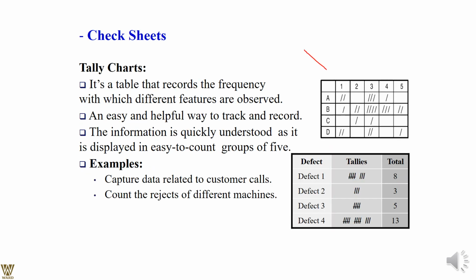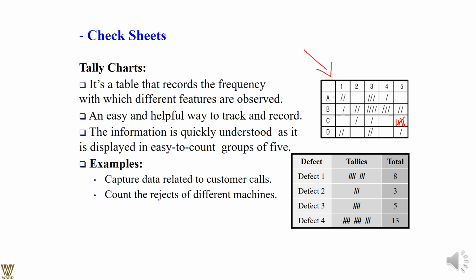So let us understand tally charts. This is the most easily replicated type of data sheet or check sheet that we come across, and it is basically about frequency. Let's say we have a frequency of 1, 2, 3, 4 and 5. We can cross it off. The number of crosses will tell me how many things have been in proper place, on which days, who took it, or what PPE kit they are wearing, and so on. So it's an easy and helpful way to track and record events. The information is very quickly understood, and it is displayed in groups of 5.